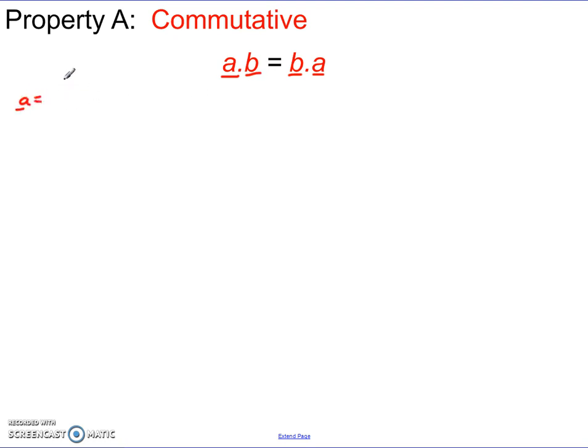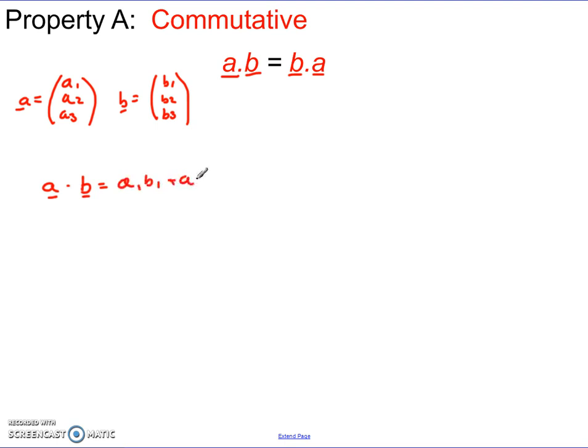Imagine I've got two vectors. My vector A, which is A1, A2 and A3, and my vector B, which is going to be given by B1, B2 and B3. Now let's take A dot B. So let's do the scalar product of both vectors. So A dot B is equal to A1 B1 plus A2 B2 plus A3 B3.